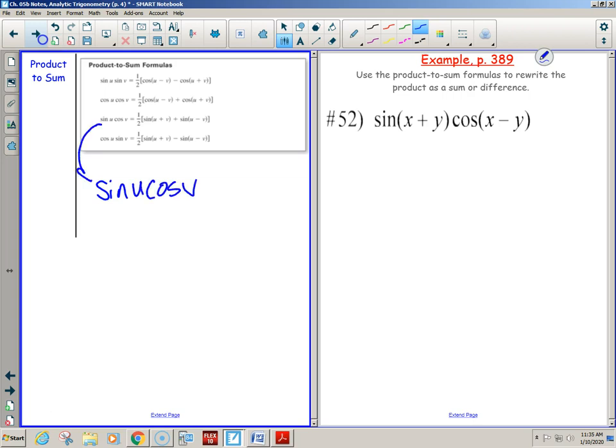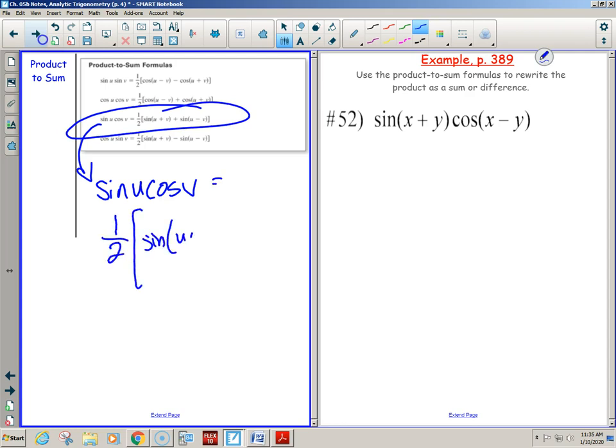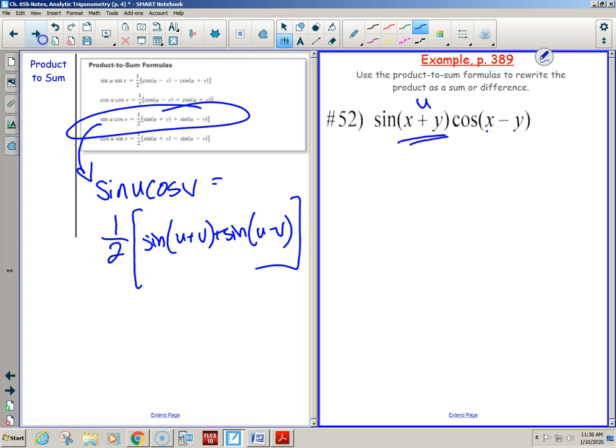I'm using this one, just blowing it up real fast. See how it fits? It's nice because they told me to use the product to sum formulas. Go over there and say, hey, I can take something that looks like this and make it look different.